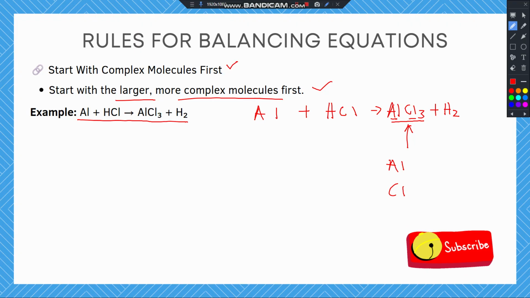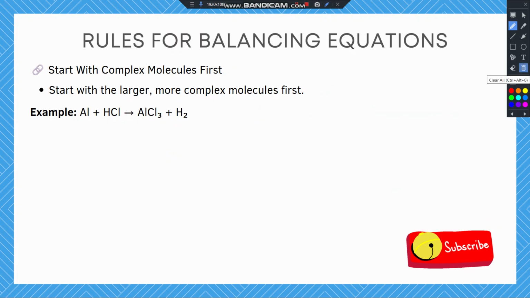On the left hand side, you can see that aluminium has just 1 atom, and on the right hand side, aluminium has also 1 atom. So aluminium is balanced. Now for chlorine, which is the second element, on the left hand side, you can see it has just 1 atom, and on the right side, you can see chlorine has 3 atoms.